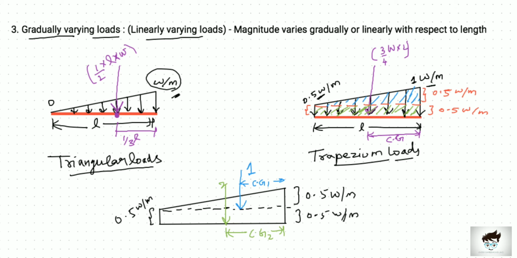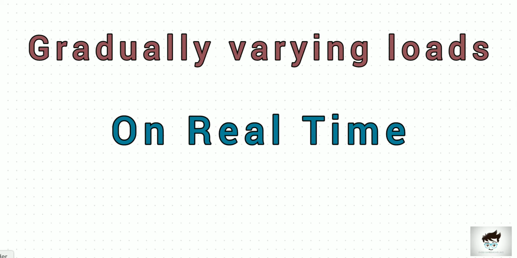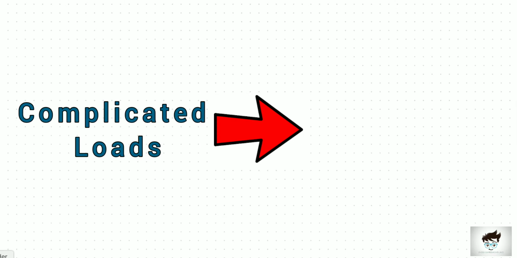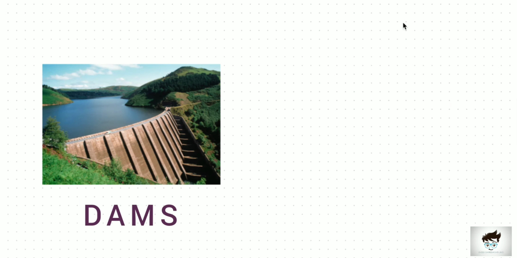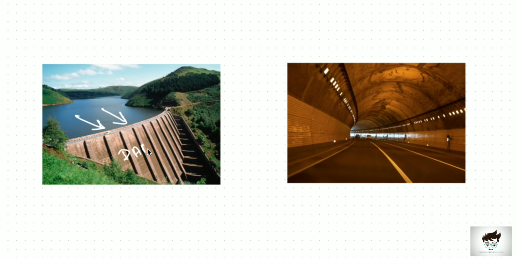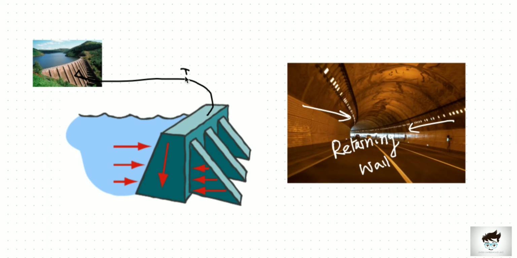Okay, now where will we find these kinds of loads in real time? These loads are a bit complicated and will be found in complicated structures. The structures like dams and retaining walls. Let's see one example. Suppose we have a dam which is holding an amount of water on one side of it. Has any one of us thought how the external load developed by the water is acting on the dam surface? No, right? It acts horizontally in a uniformly varying manner. Why? Let me tell you.